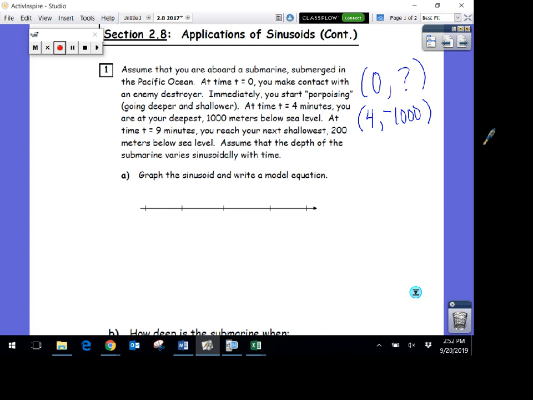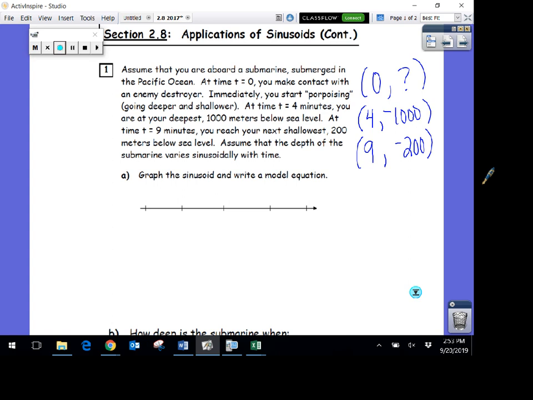It also tells us at 9 minutes, we're at our shallowest. Now it says next shallowest because there's a bunch of shallow. We're at our first deepest, our first shallowest. Second deepest, second shallowest. Third, fourth, and it just goes on and on forever. So that's why it says next shallowest. So it doesn't say 9 minutes later. It says at 9 minutes, we are at our shallowest, which is going to be negative 200.